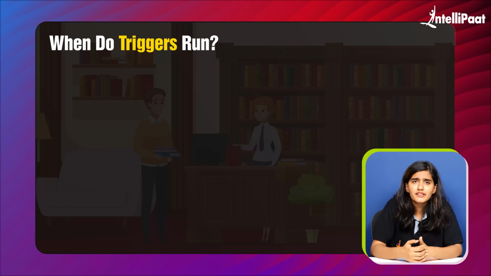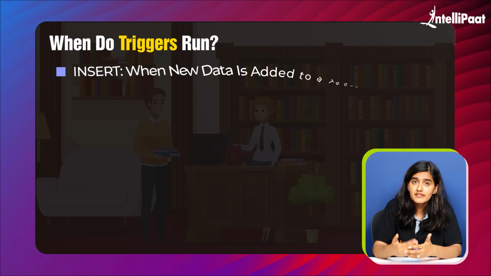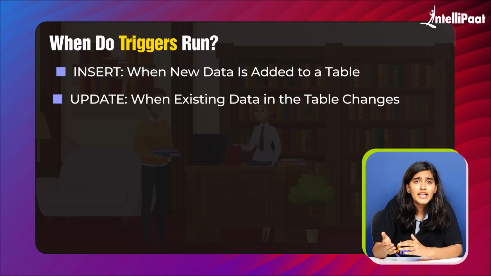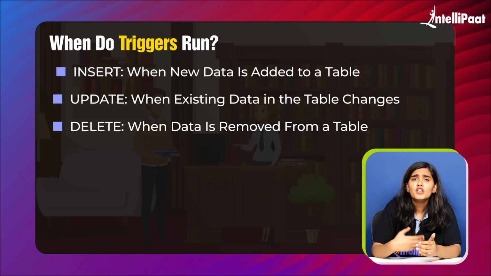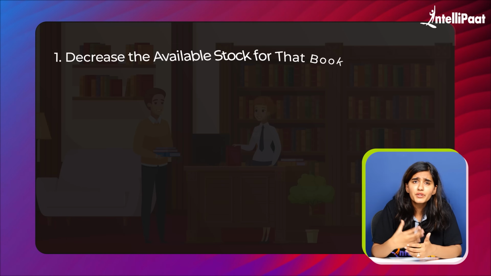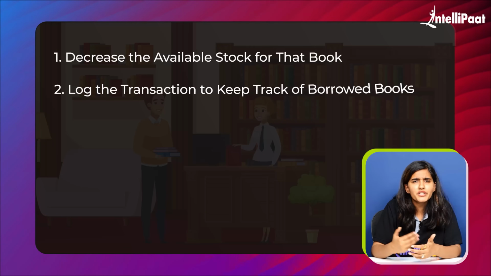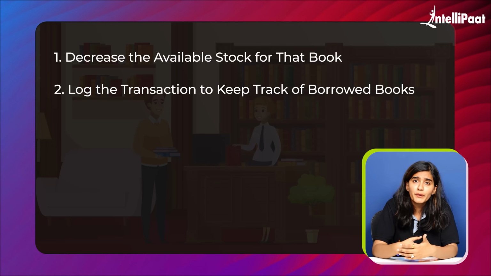So when does a trigger run? Triggers are usually set up to run during one of three events. First, insert, when new data is inserted. Second, update, when existing data in a table changes. And third, delete, when data is removed from a table. So let's say you have a table in your library database called books. Every time someone borrows a book, you want to decrease the available stock for that book. Second, log the transaction to keep track of the borrowed books. So using a trigger, you can make this happen automatically every time someone checks out a book.